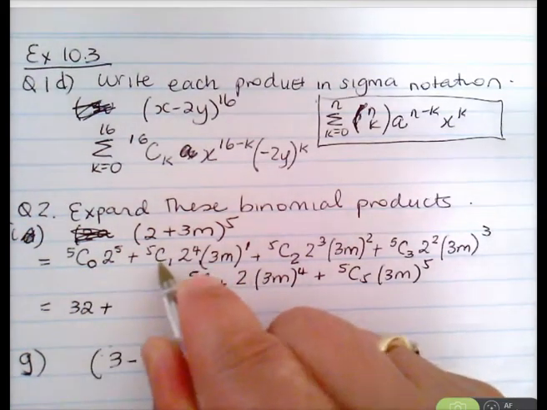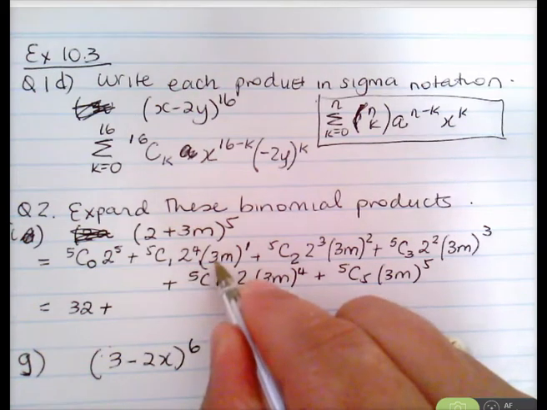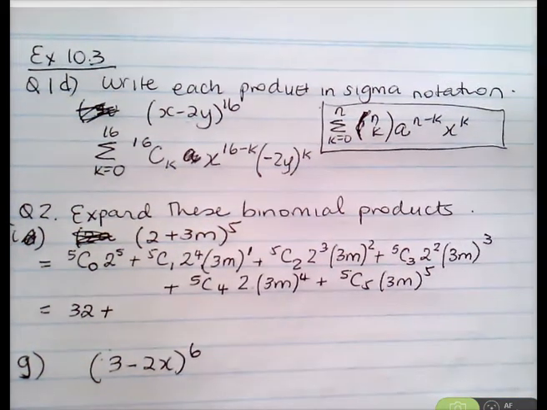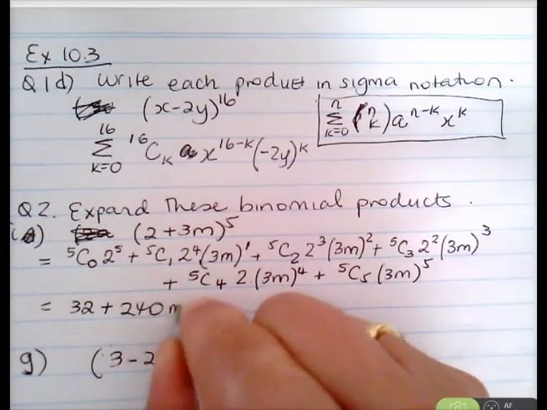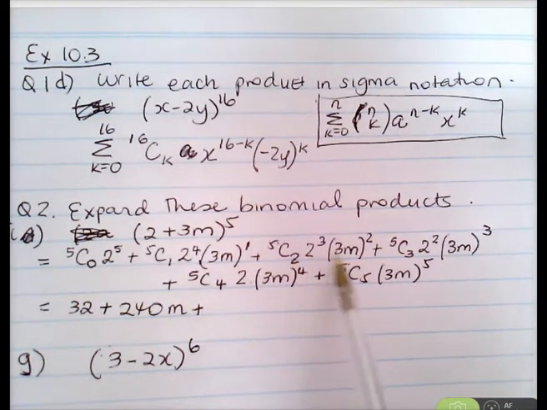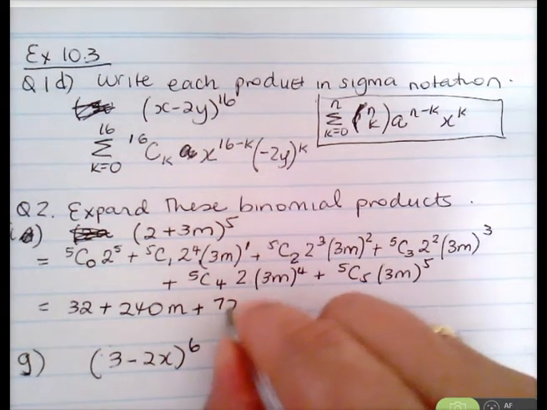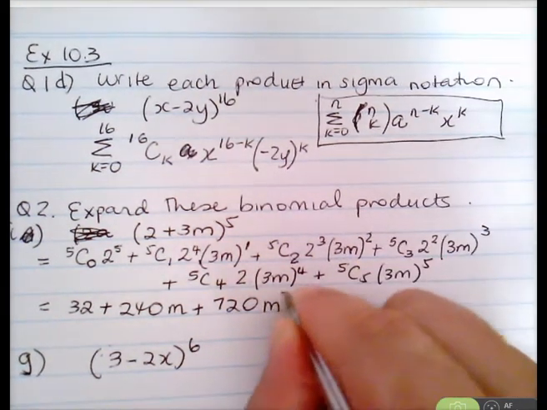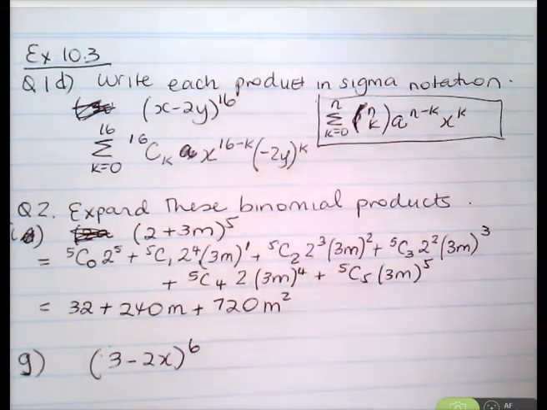5 choose 1 is 5. And we've got 2 to the power of 4 is 16, times 3 is 48, then we've got to times that by 5. 48 times 5 is 240, so we've got 240m. 5 choose 2 is 10, so we've got 10 times 8 times 3 squared is 9. So we've got 80 times 9, we've got 720, and we'll have m squared here. So remember, we've got to square the 3m, so we get 9m squared there times 8 times 10.